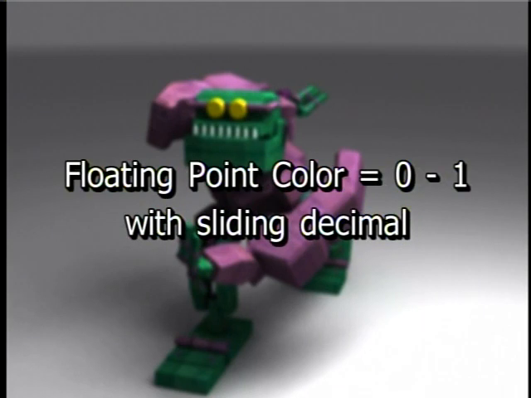Now the next thing to understand is floating point color. When we switch into floating point, it is much more accurate, because rather than having merely 256 steps, we go from 0 to 1 with a sliding decimal. So that means it can be as accurate, as high or as low as we want it to be. It can be any fraction of 1 point anything or point anything, and it can go up as high as we want. It can go to 2, 3, 4, 5, 10, whatever.